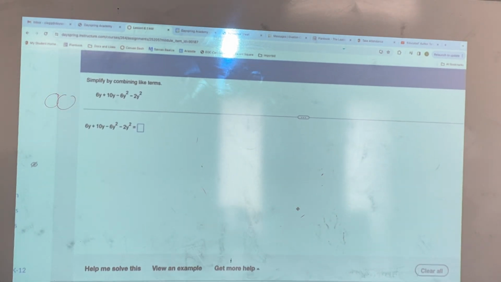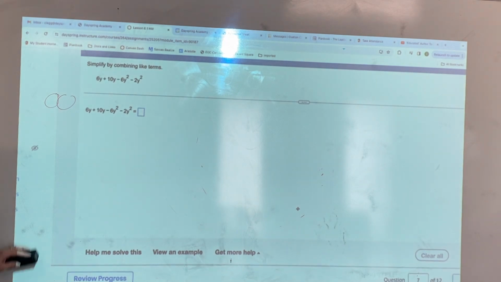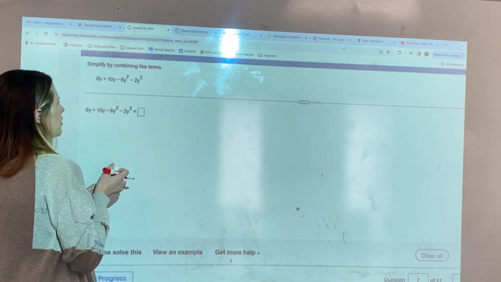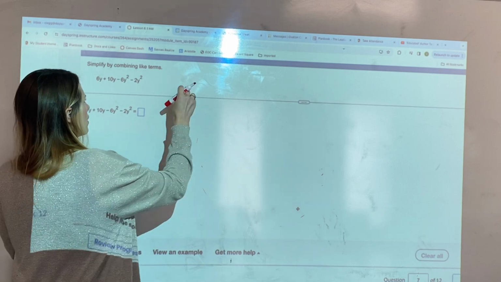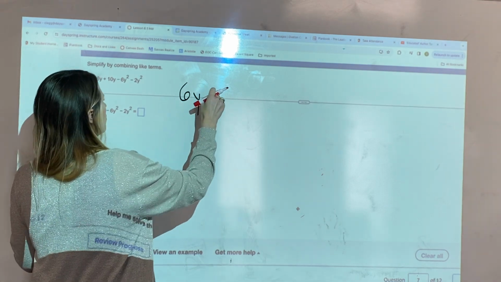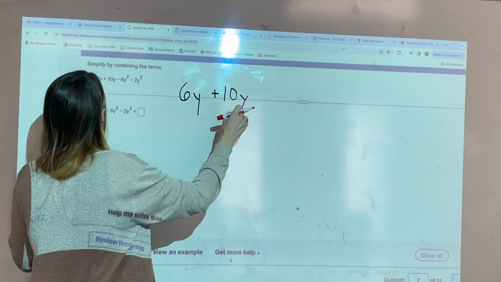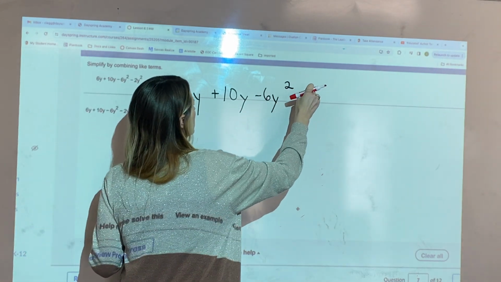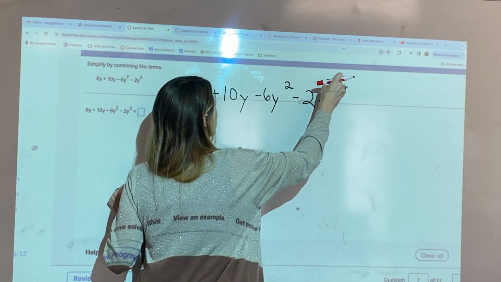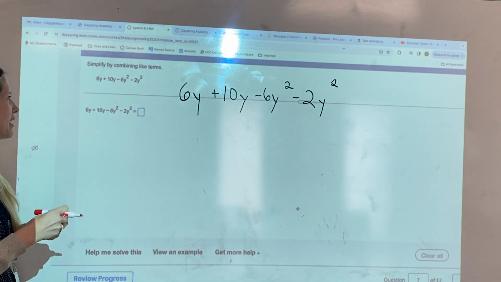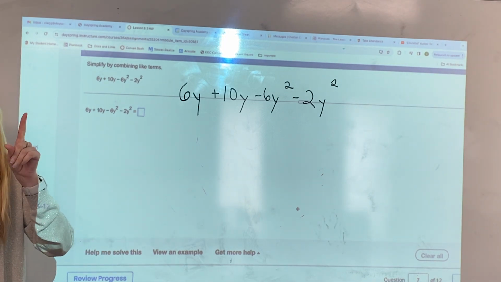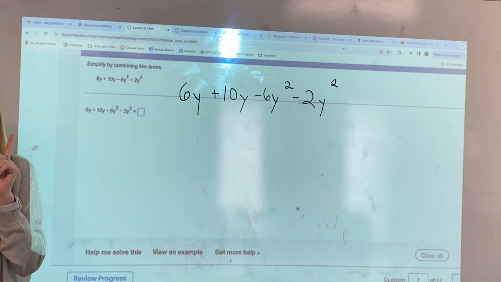Simplify by combining those like terms. I'll write this bigger. 6y plus 10y minus 6y squared minus 2y squared. When we are combining like terms, what is step 1? This is Mrs. Legg's step 1. The book doesn't tell you to do this. What is step 1?